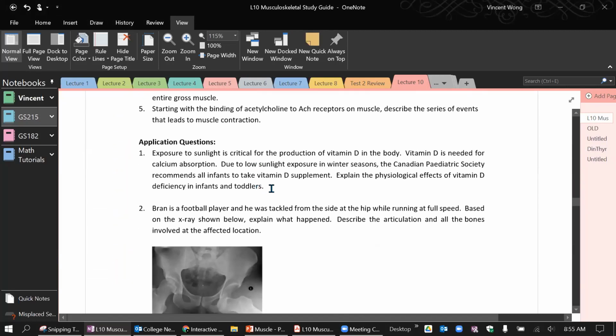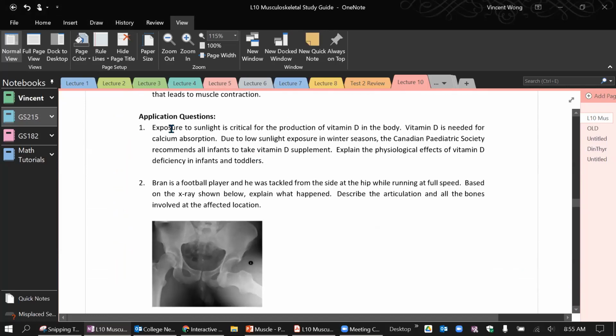Let's take a look at the application questions. Exposure to sunlight is critical for the production of vitamin D in the body. Vitamin D is needed for calcium absorption. Due to low sunlight exposure in winter, the Canadian Pediatric Society recommends all infants take vitamin D supplements. Explain the physiological effects of vitamin D deficiency in infants and toddlers.